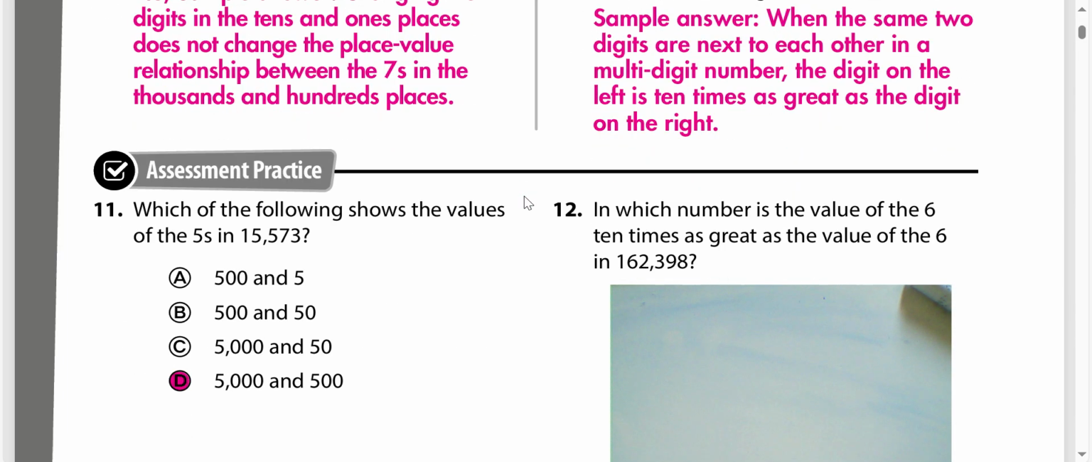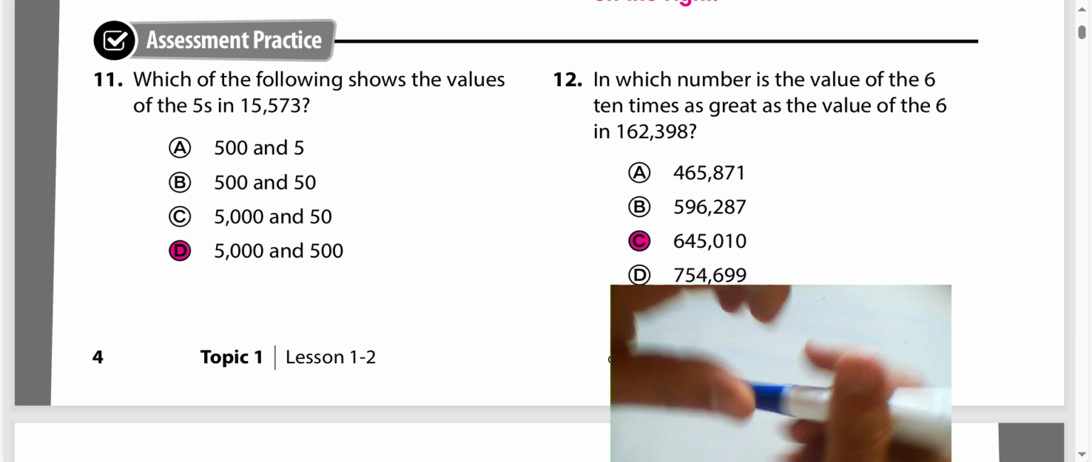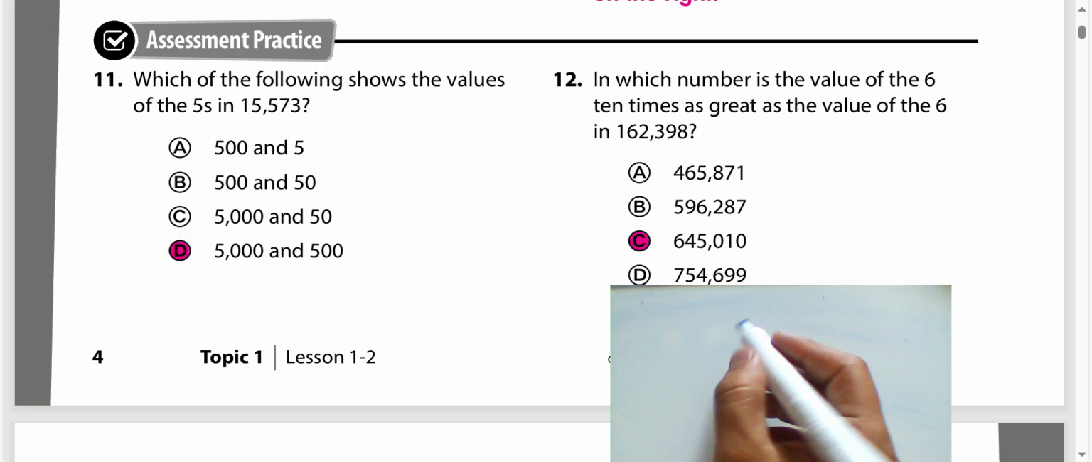Assessment here. Choose the following values. Fives here, we have 5s in the thousands place and hundreds place, 5,000 and 500. And which number has the value of 6 that is 10 times greater than this number? We want to choose the number here. Where does the 6 lie? In the ten thousands.